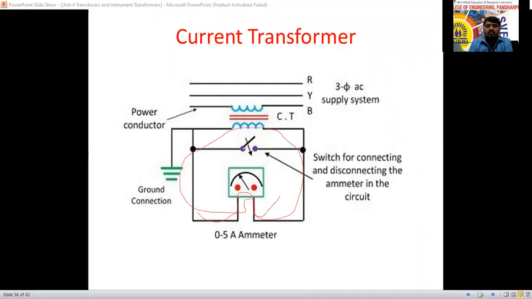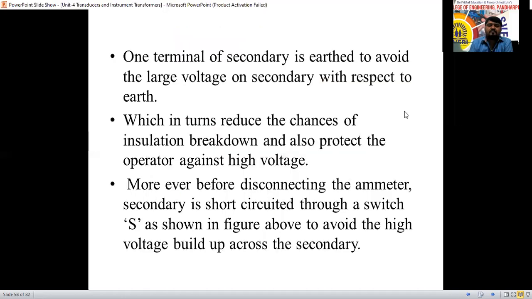If we want to remove the ammeter, then we have to short circuit here. The resistance was very small, and after short circuiting, the resistance will be zero. On that condition, no current will flow through the ammeter, so the whole current will flow through the short circuit. At that time we can remove and connect the ammeter. So this is the short and simple explanation of the current transformer.